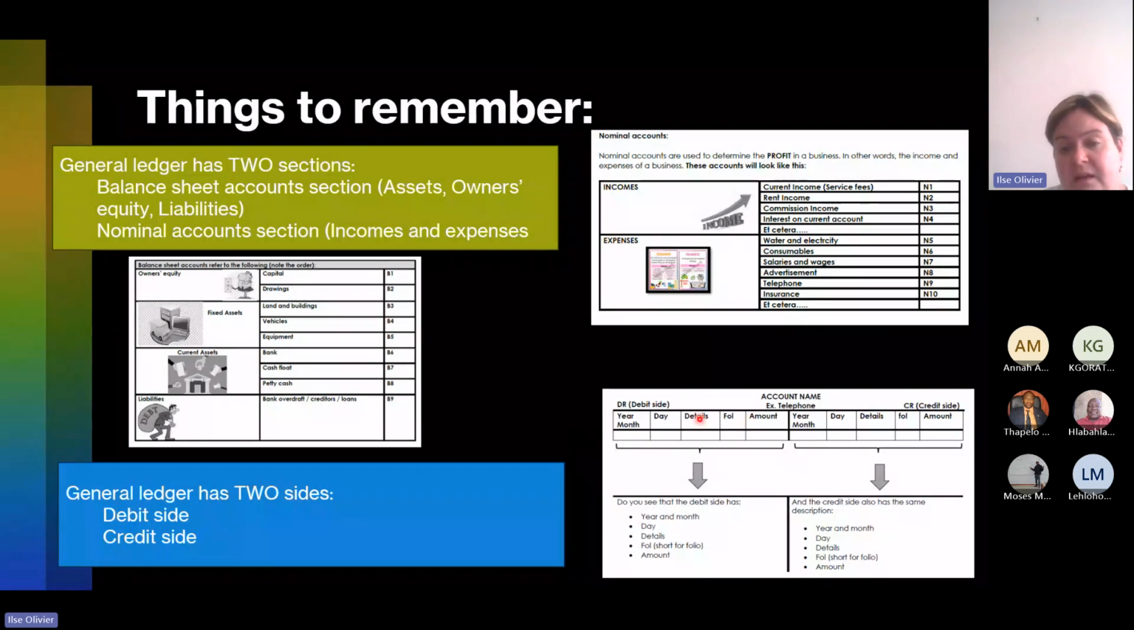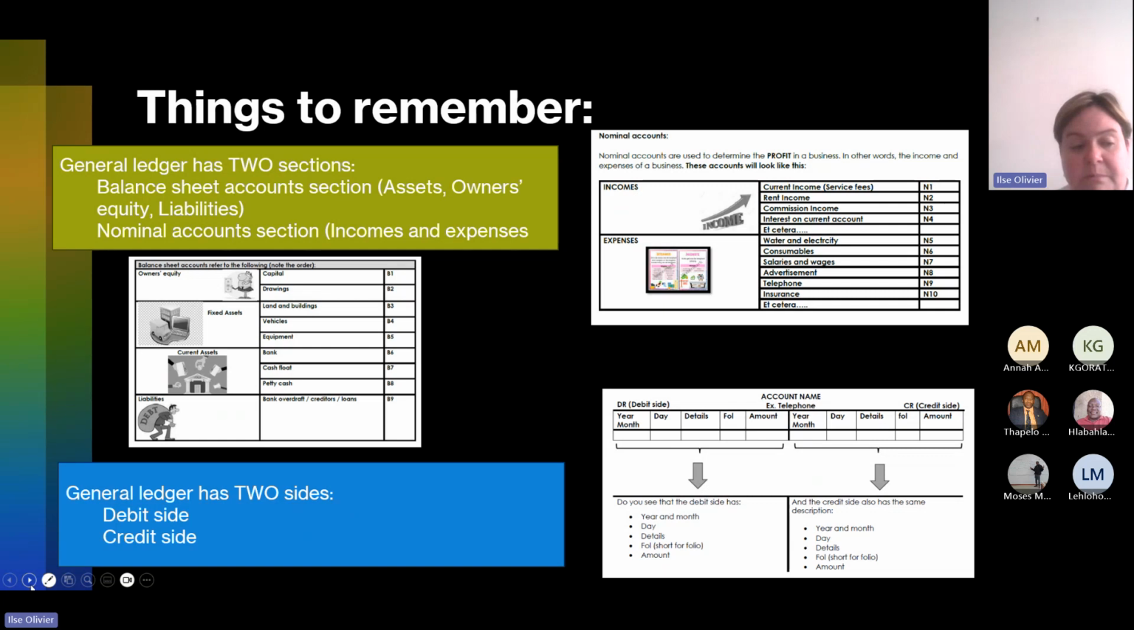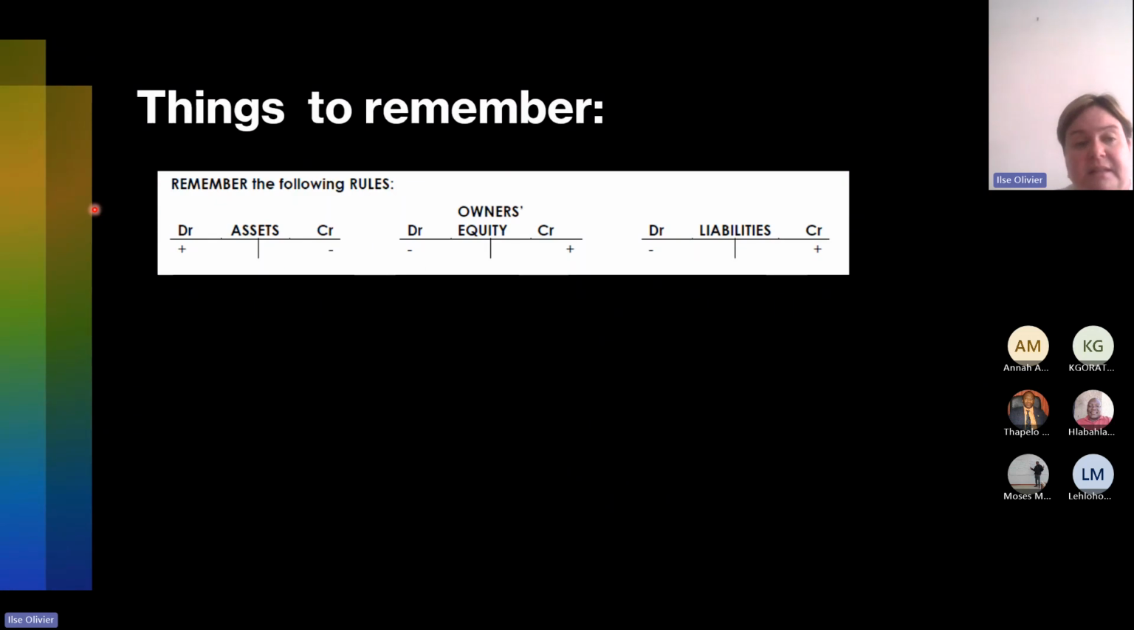First of all, the debit side, that's your year, month, day, details, folio, and your amount. And then your credit side that looks exactly the same. And if you post to the ledger, you must always remember the double entry principle that says for every debit, there's a credit. Another thing to remember is that our assets will always increase on the debit side and decrease on our credit side. Our owner's equity will decrease on the debit side and increase on the credit side. Our credit side will consist of capital and income, and our debit side of expenses and drawings. And then we have our liabilities that increase on the credit side and decrease on the debit side.